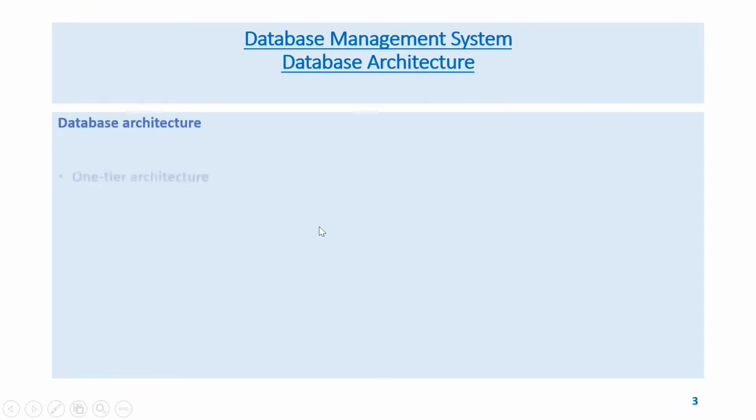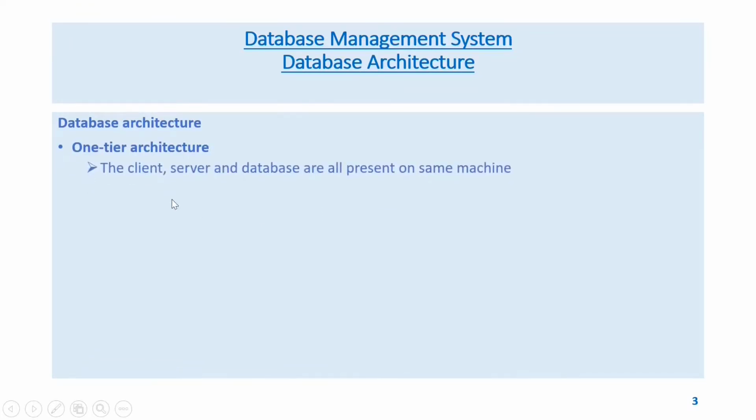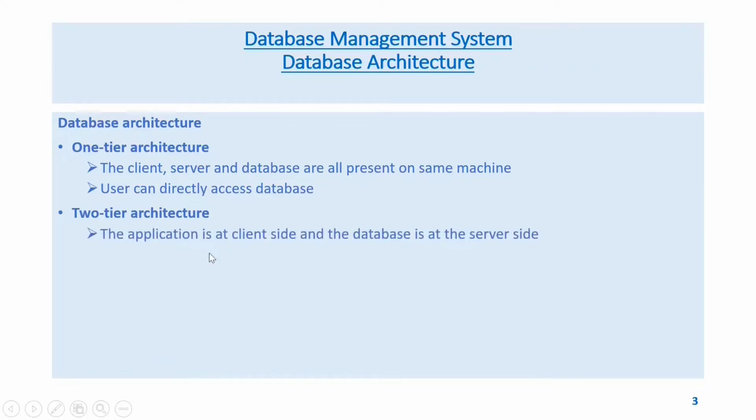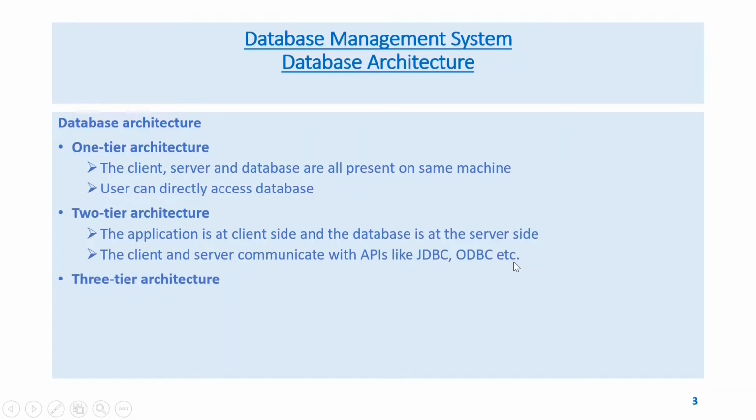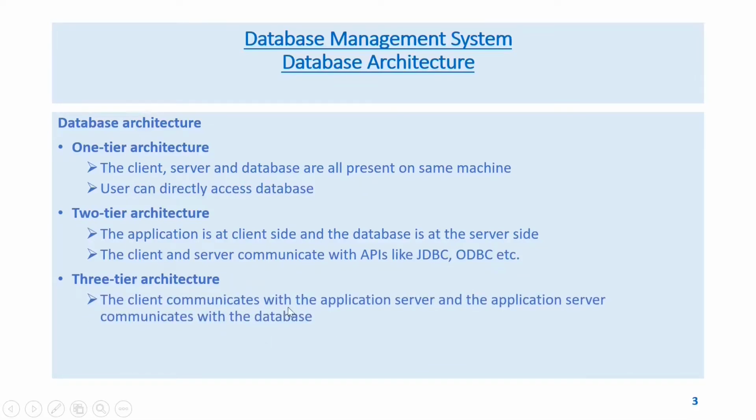Database architecture. One-tier architecture. The client, server, and the database are all present on the same machine. User can directly access database. Two-tier architecture. The application is at client side and the database is at the server side. The client and server communicate with APIs like JDBC, ODBC, etc. Three-tier architecture. The client communicates with the application server and the application server communicates with the database. So there is an application server in between the client and the database, used in large applications.